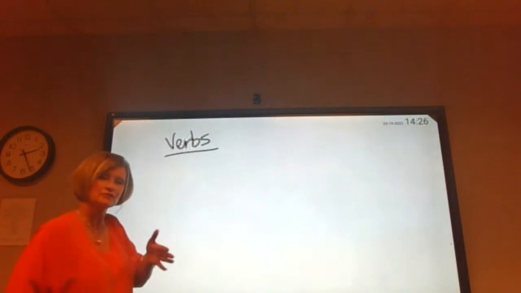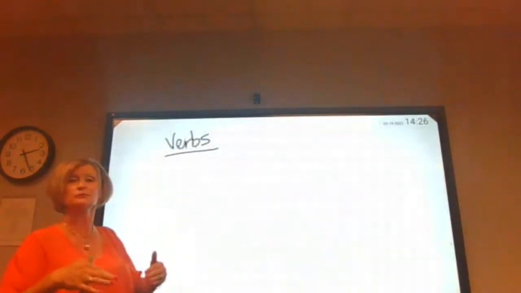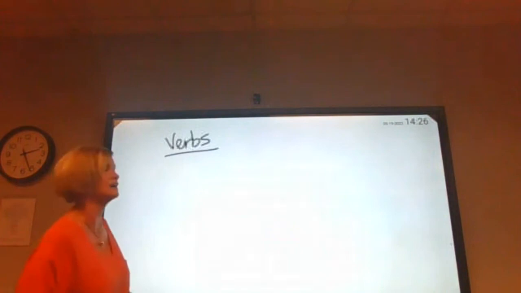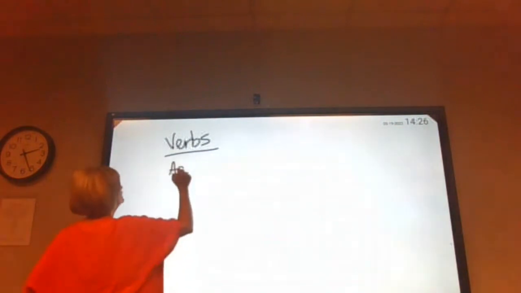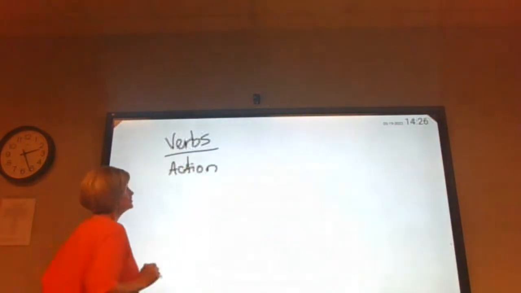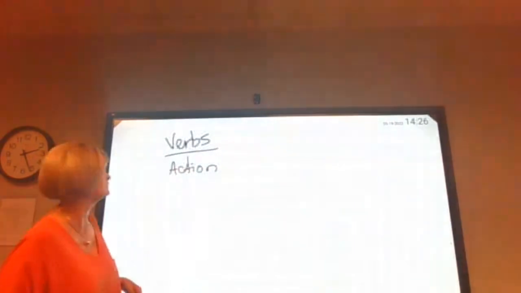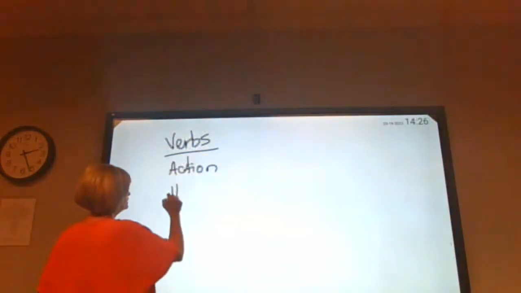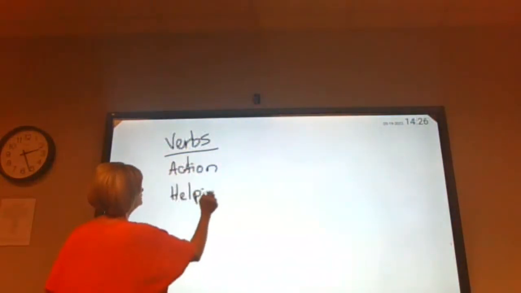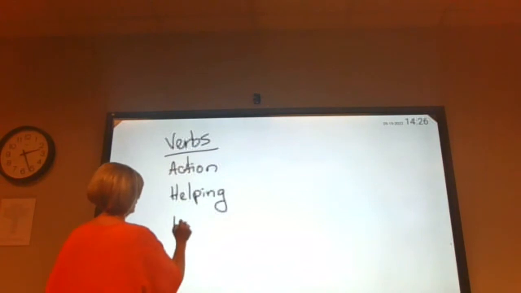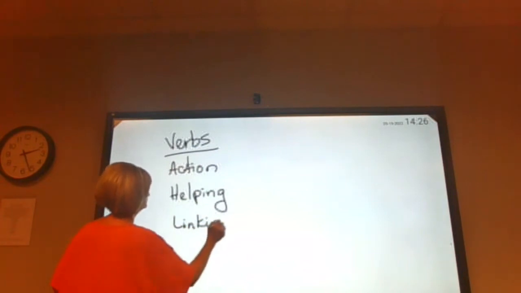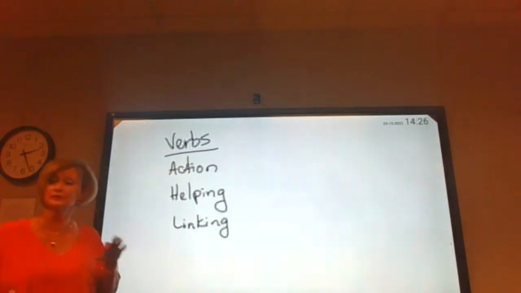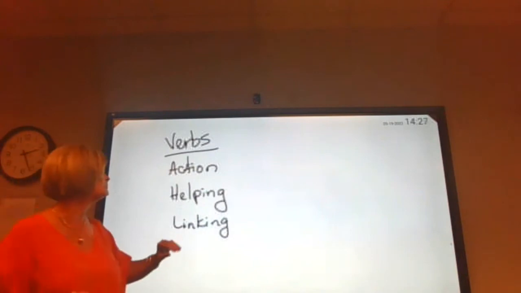And usually when we look at verbs, action is going to be really easy to see. Most students have no trouble looking at action and determining that, hey, yes, there's my verb. Okay. But we also have helping verbs and we have linking verbs. There are others, but this is what we're going to deal with today.